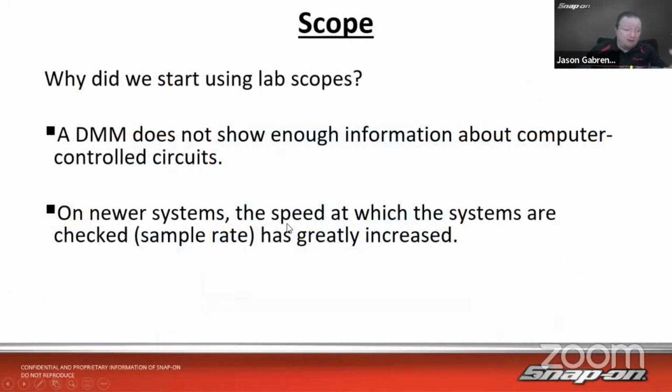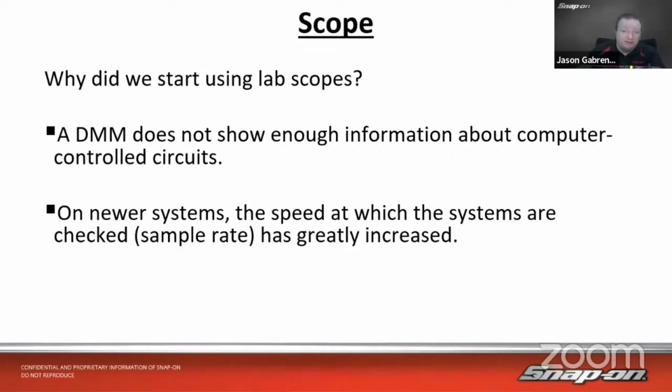So why did we start using scopes? Well, it's for really that reason, is we need to be able to test the different components on a vehicle. And back in the day, not even that long ago, really, but digital multimeters, they really don't react fast enough for these computer controlled circuits and these faster reacting sensors on these vehicles nowadays.